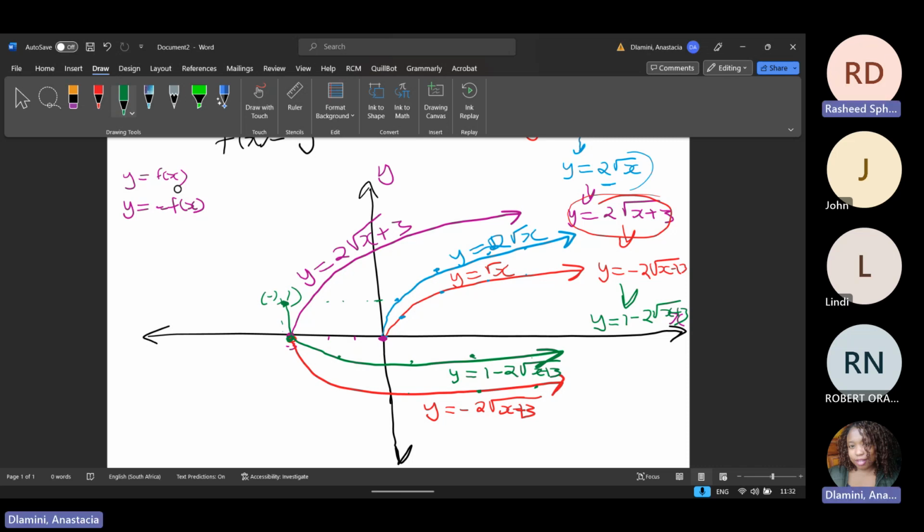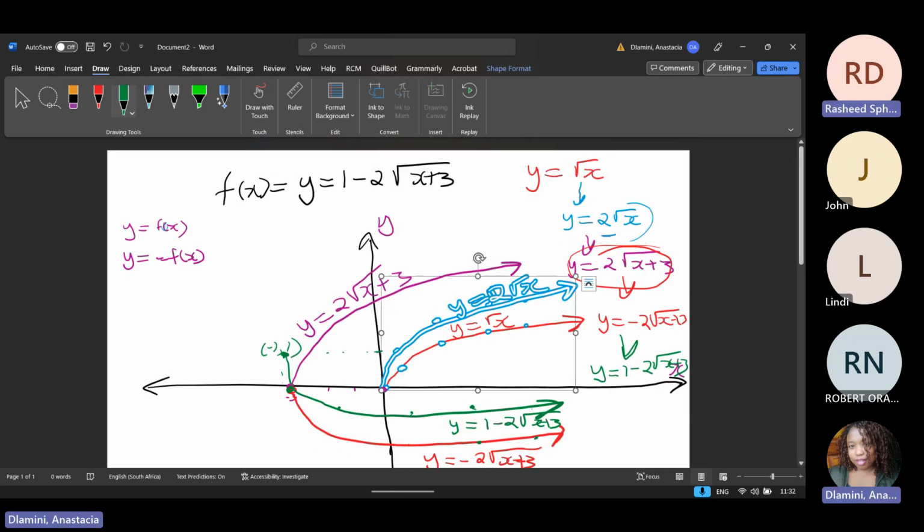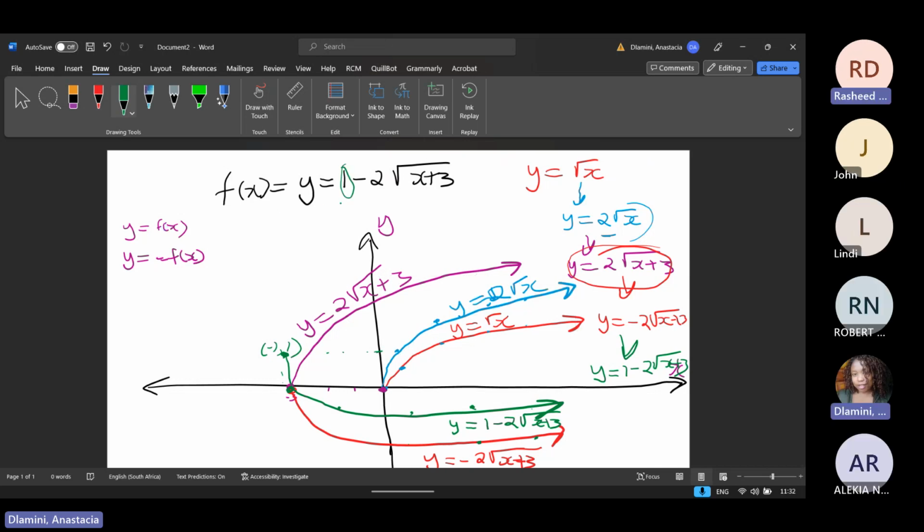So if you go back to your notes and the previous video, you will see these. If you look at the transformation, this 1 shifts the graph vertically 1 unit upwards. This 2 stretches the graph, right? This 3 shifts the graph horizontally to the left, and this negative reflects the graph on the x-axis, or in the line of the x-axis.